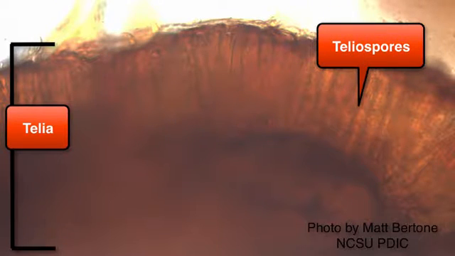The telia are the overwintering stage of this disease, and during cool, wet weather in the spring, teliospores are going to germinate, and once they germinate, they will then form basidiospores. The basidiospores will then be blown by wind to the new growth where infection will occur and cause this damage that we're seeing.